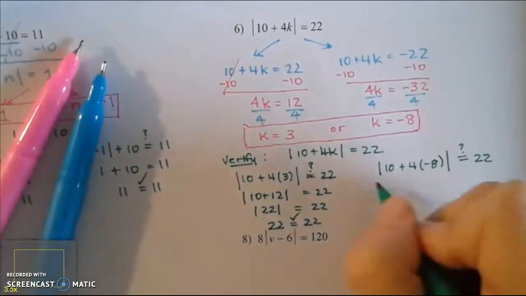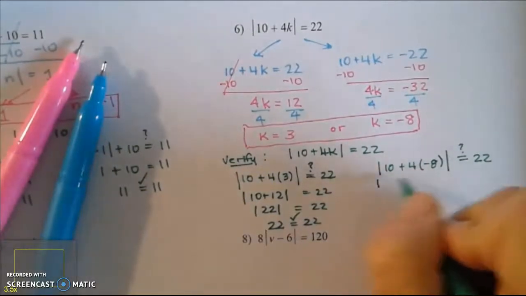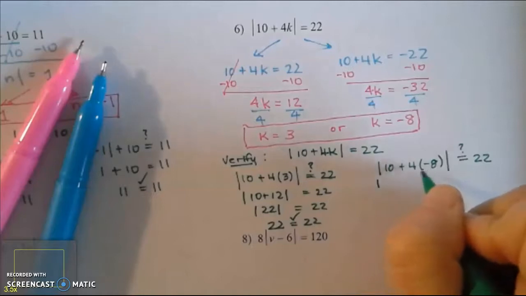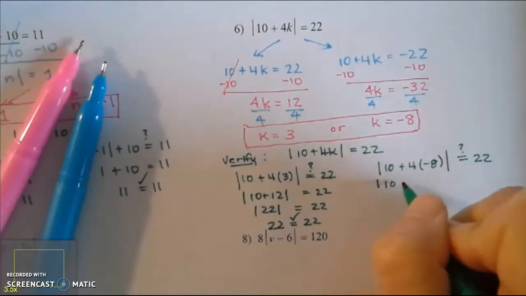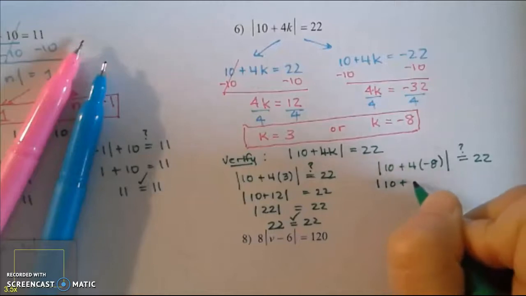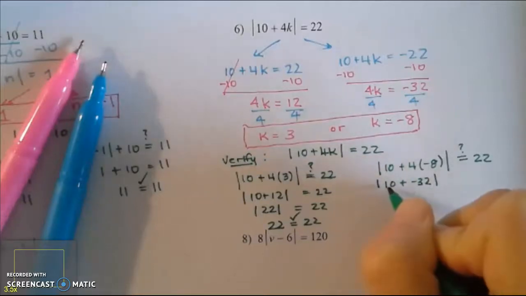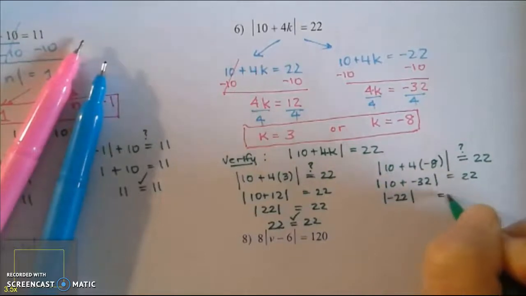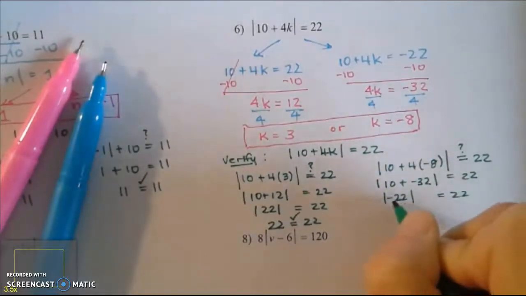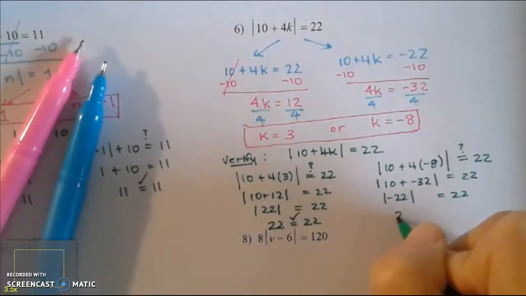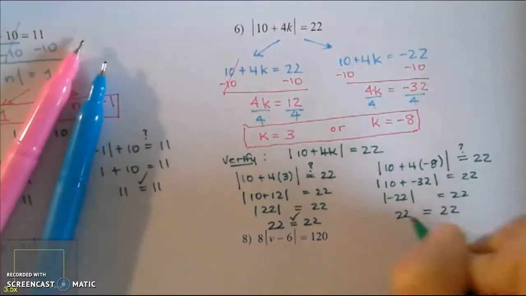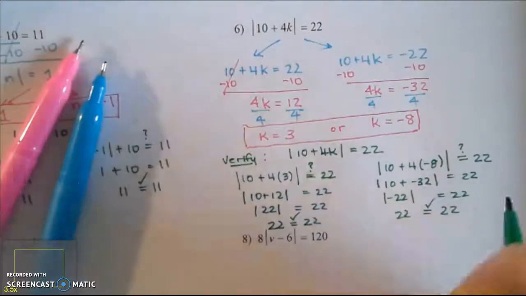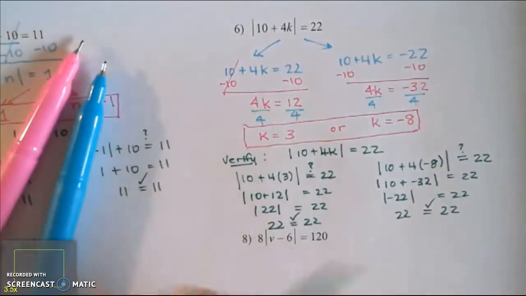What about the other side? Again, we need to evaluate what's inside the absolute value first. That's 10 plus 4 times negative 8, which is going to be negative 32. So it's 10 minus 32, which is going to be negative 22. That 22 is from just the other side. And the absolute value of negative 22 is 22. Okay, notice that at the end, I have 22 is equal to 22. So that checks out. I know that those are both valid solutions.